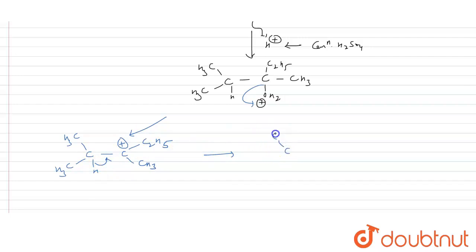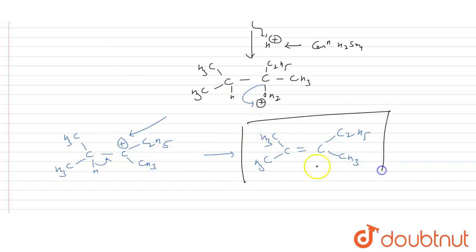So you can see here, this is CH3 over here, and this is CH3 over here, double bond, and this is C2H5, and this is CH3. Now you can see here, this H2SO4 is acting as a catalyst. It is just speeding up the reaction, and we are getting the most substituted alkene, because these are all R groups.